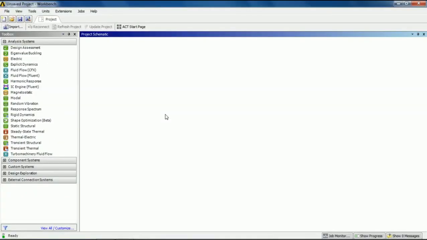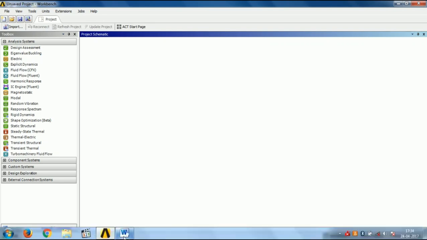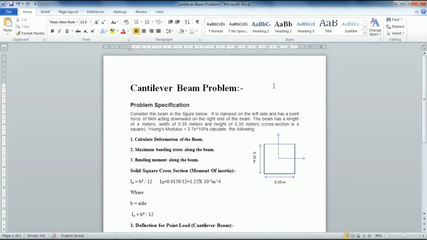Right, thank you. Hello friends, hope you guys are having a great day. I'm back with a new tutorial on a cantilever beam problem in ANSYS Workbench. Hope you like my previous videos on ANSYS basics and how to create a material in ANSYS Workbench. Let's get started. Today we are solving a square cross section cantilever beam problem. The length of the beam is 4 meter, the width is 0.35 meter and the height is 0.35, making the cross section a square. The Young's modulus is 2.7e10 pascals.